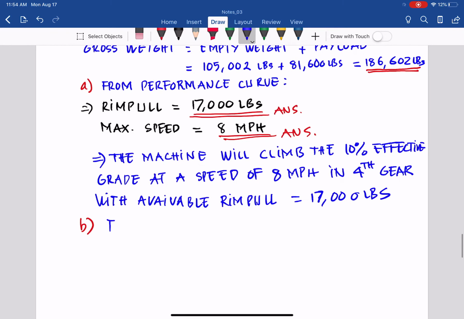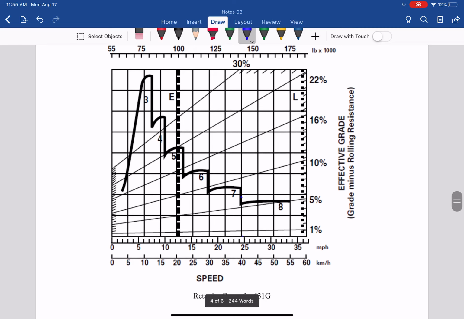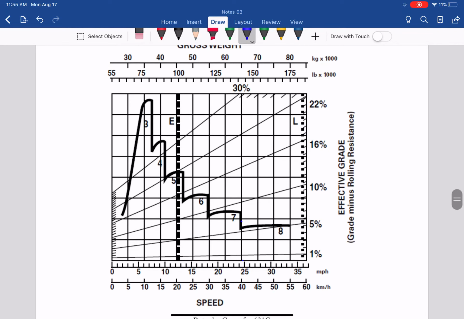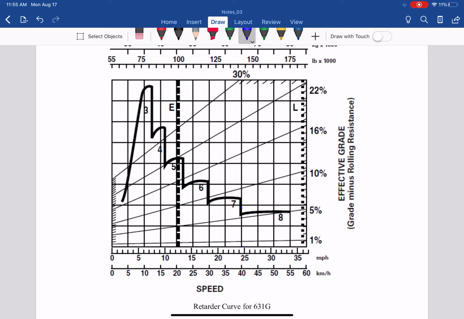Then again, we can say from the retarder curve. By now, I suggest you stop watching the video, pause, and try to figure it out yourself. What should be the speed in these scenarios? And then go back to this video and look at what I'm doing. But for continuity, I'm going to do it here. So retarder curve for this one. And again, we still assume the same weight, which means 186,600 pounds full load.